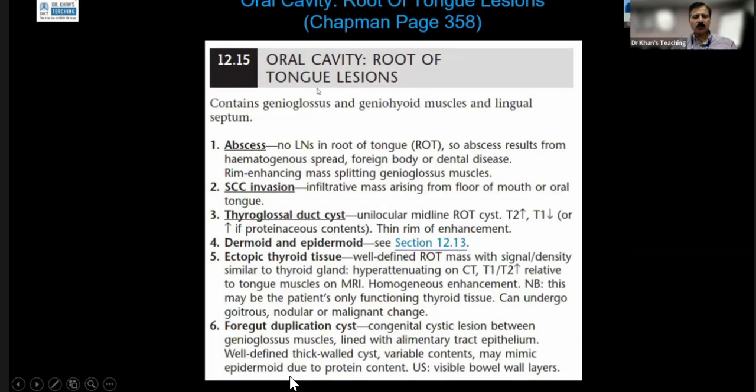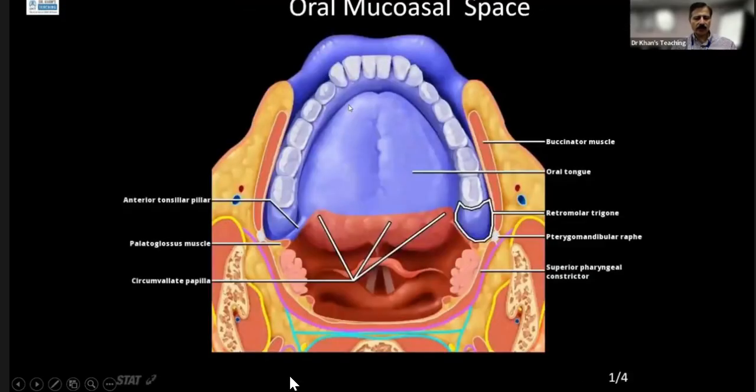And I will tell you the difference between root of tongue and tongue base, and many people confuse it. Root of tongue is within the oral portion of the tongue, and basically contains the genioglossus and geniohyoid muscles, as well as the lingual septum. Please remember, root of the tongue means the oral part of the tongue, which is the muscular part. End of story. Base of tongue is a separate concept, which I'm going to elaborate in the next few slides.